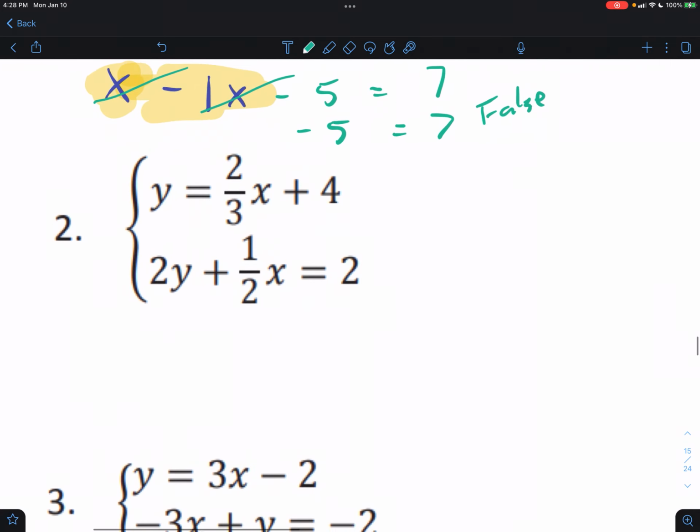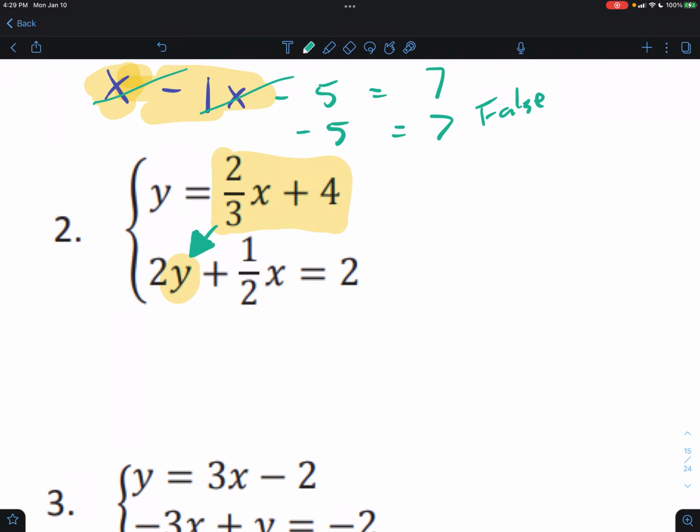On number 2, notice we have an equation, y equals 2/3 x plus 4, and then our second equation is 2y plus 1/2 x equals 2. We could do the same thing here, substitution. Take that first equation that's solved for y. It says y is this. Okay, y does equal this, so that means that we can plug it into the second equation and get 2 times that 2/3 x plus 4, and then bring down my 1/2 x equals 2.